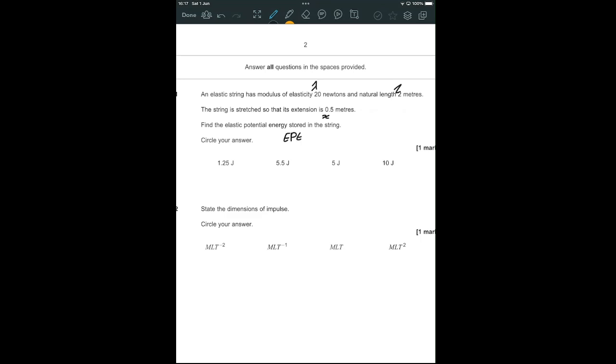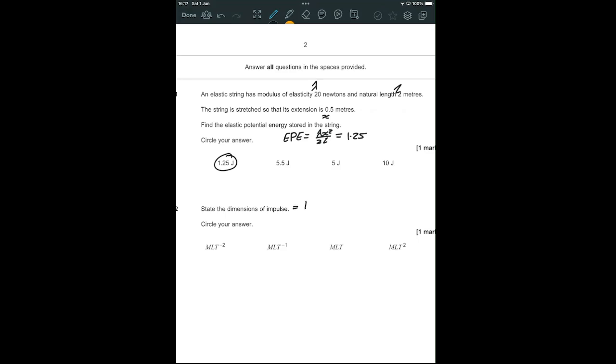We need to remember our formula. EPE is lambda x squared over 2L. So in my calculator, that's going to be 20 times 0.5 squared. Just double checking the units are all correct. Of course, if something's in centimeters, we need to turn it into meters first. That's going out as 1.25.